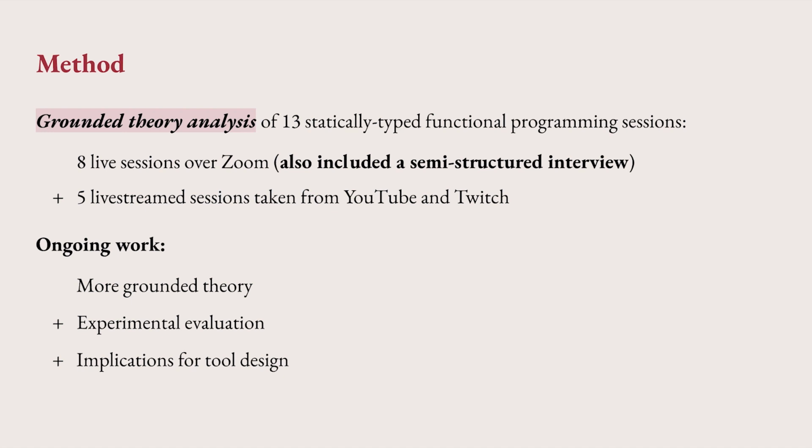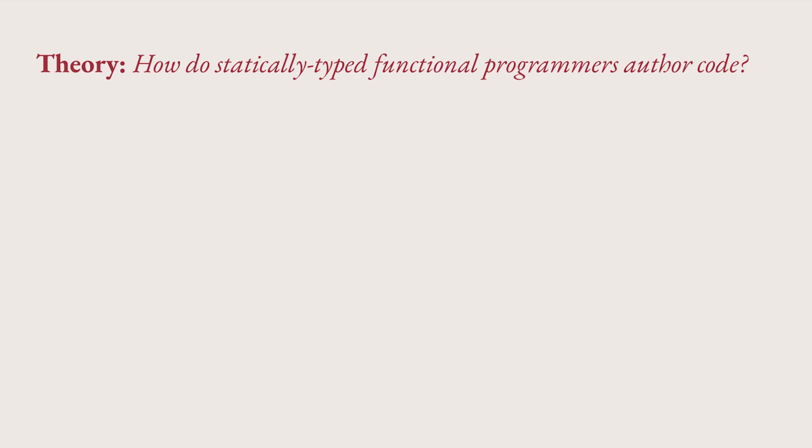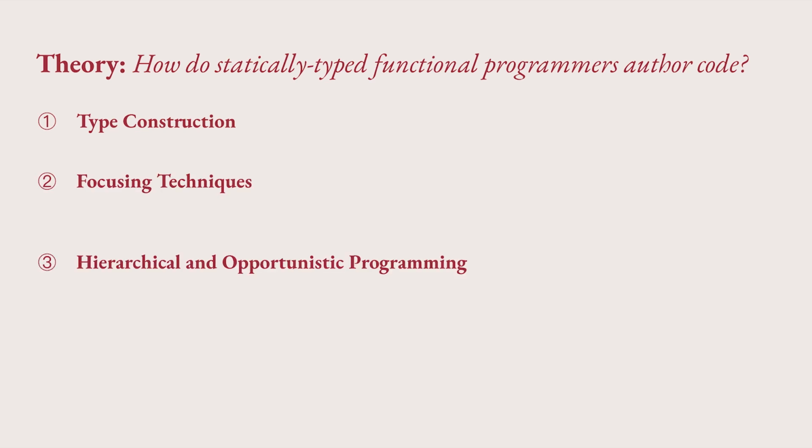So, without further ado, how do statically typed functional programmers author code? Well, my theory comprises 4 main categories: type construction, focusing techniques, hierarchical and opportunistic programming, and mental models and expressing intent. At a high level, my answer to the question of how statically typed functional programmers author code is this.